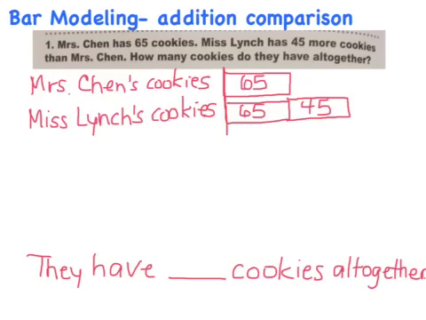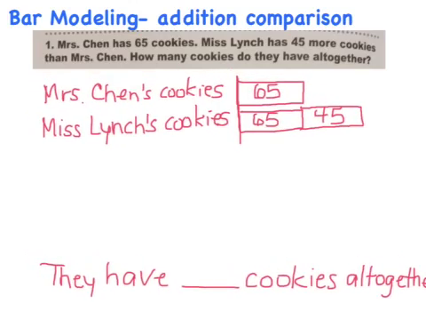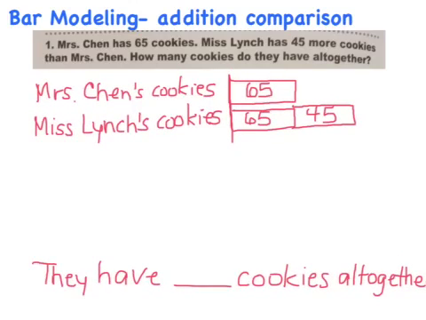For my next step, I'm going to put in my question mark for what I'm trying to find. And in this case, we're trying to find the total of Mrs. Chen's cookies and Miss Lynch's cookies. So I'm going to draw in a bracket. So this shows that I want to find the total of all the bars. And we can label that with a question mark.